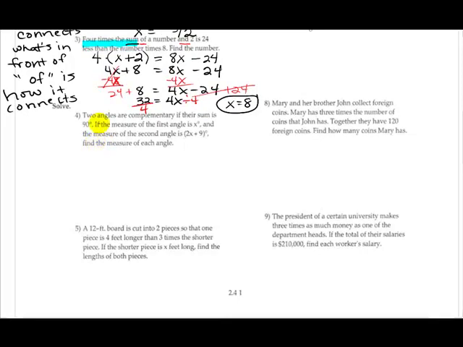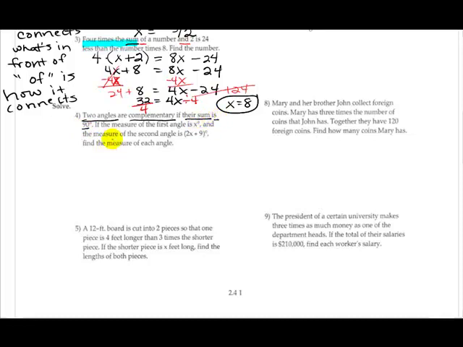In this next one, we were talking about angles are complementary if their sum is 90 degrees. If the measure of the first angle is x and the measure of the second is 2x plus 9, find the measure of each angle. Okay, so we're talking about angles. We don't have to remember what complementary is because it tells us two angles are complementary if their sum is 90. So remember that is the equals.